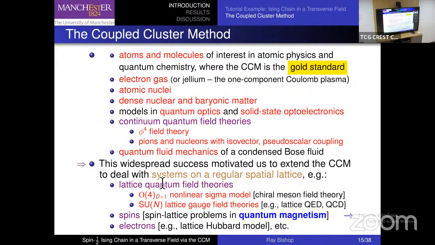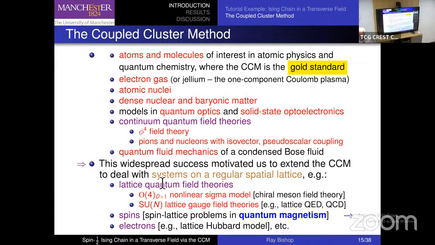Where the method has got the most practitioners is in quantum chemistry, atoms and molecules of interest in atomic physics and quantum chemistry, where the method is regarded as the gold standard. And in this particular field, you've got amongst the world's experts already on your faculty here. Now, this widespread success, let's say from this point up, all of these are systems defined in a spatial continuum.